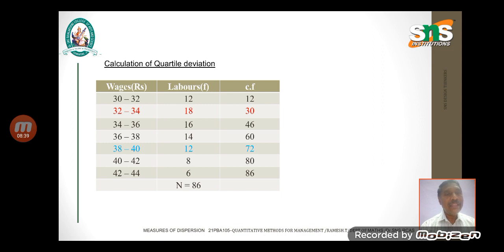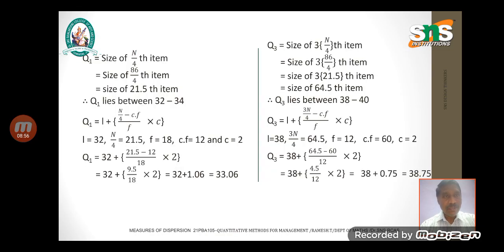That is the cumulative frequency. Again 30, the next frequency is 16. Add this to get 46. Then 46 plus 14 is 60. 60 plus 12 is 72. 72 plus 8 is 80. 80 plus 6 is 86. The total frequency is 86. Okay, now we calculate Q1.